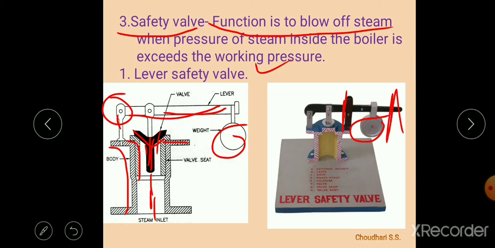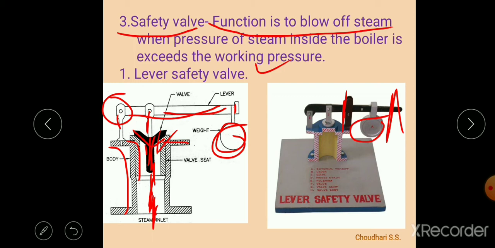When steam pressure exceeds, the valve is lifted, and here the valve is connected by the strut. When pressure exceeds, the valve is lifted from its position along with the strut and causes escape of the steam to the outside of the boiler shell. It stays in open condition as long as the pressure is more. When the pressure inside the boiler falls, the weight provided then moves the valve back to its position.